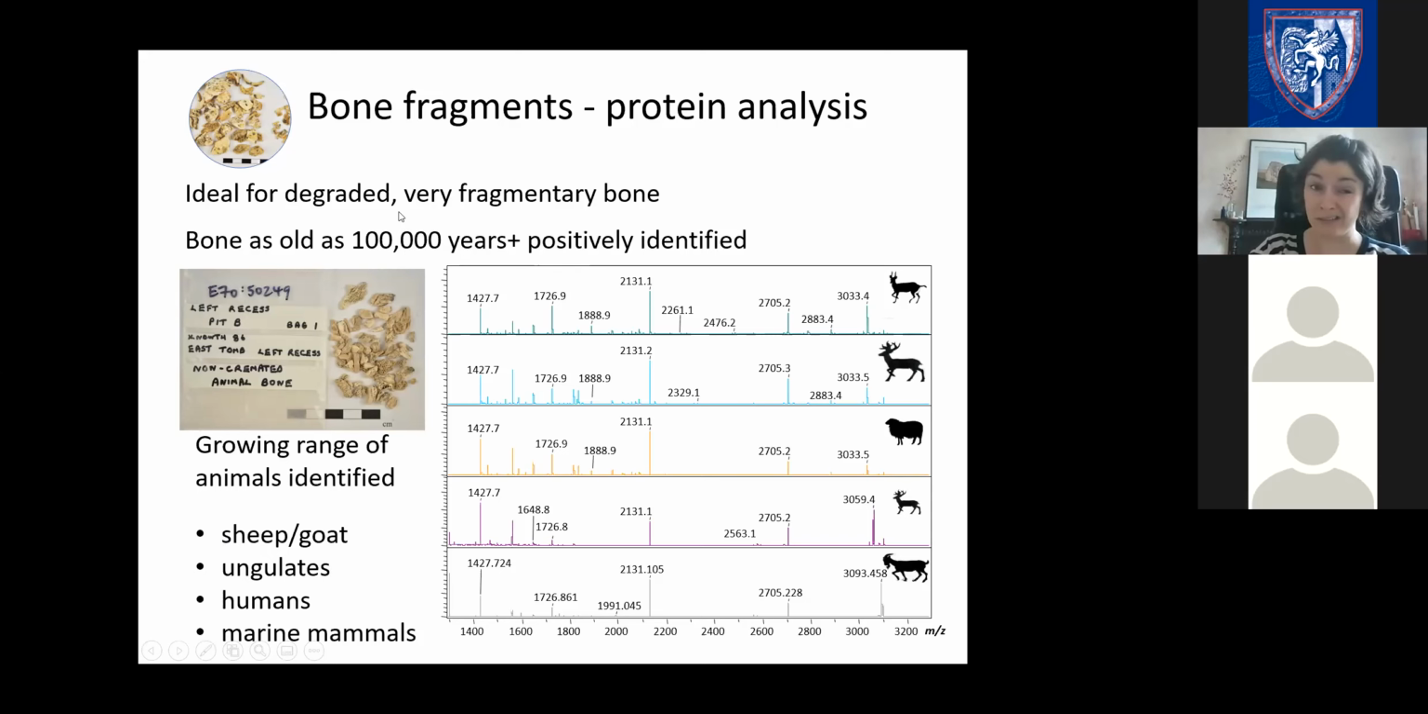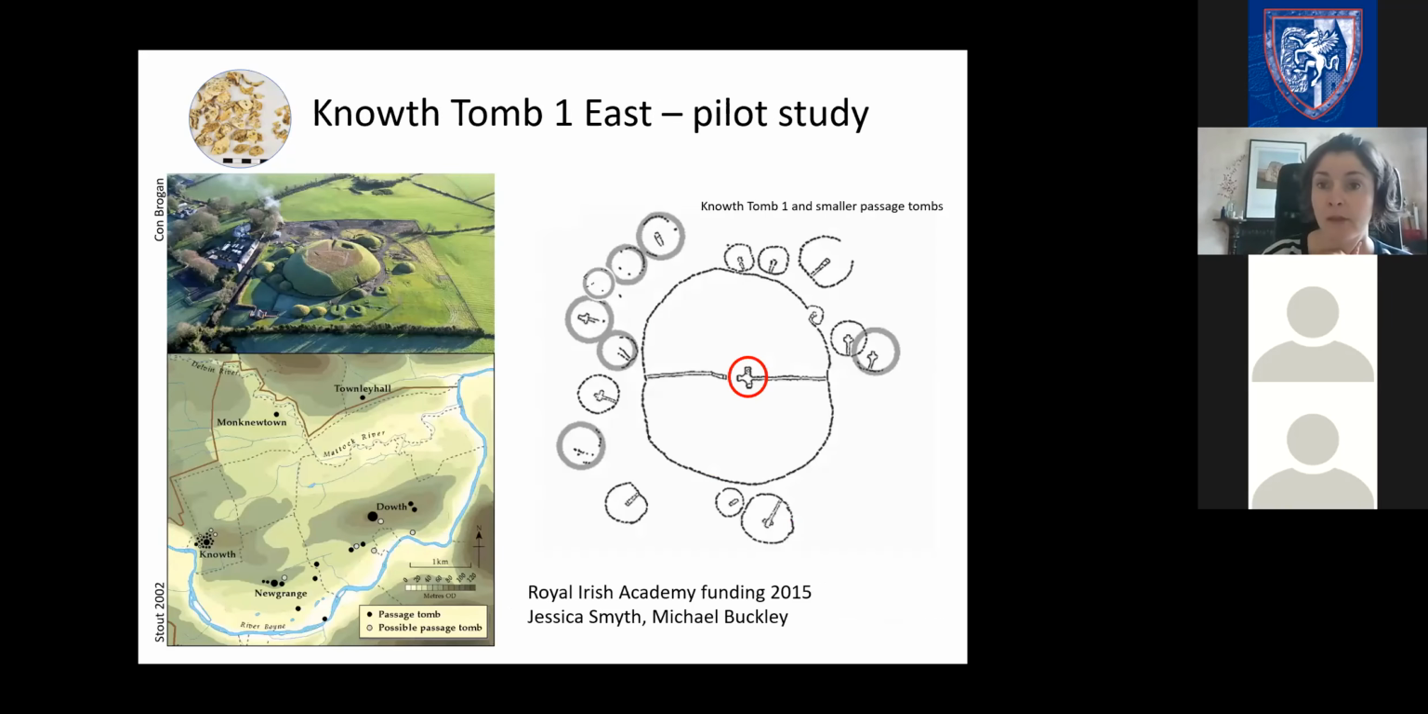And they've also tested it on quite degraded, heat-treated bone, not burnt. You can't do it on burnt bone, but you can do it on bone that's been fairly bashed about a bit. So it's a really nice type of analysis. And as I mentioned, this was a little pilot study we did back in 2015, with a bit of funding from the Royal Irish Academy. We targeted some secure contexts of unknown bone fragments in Knowth, the Eastern Tomb in Knowth.